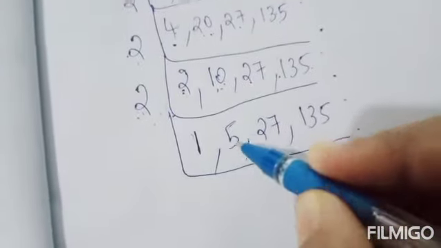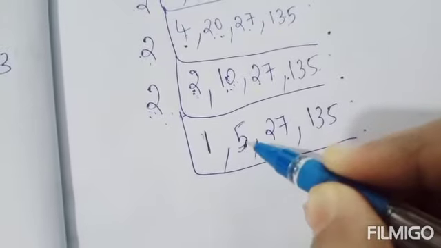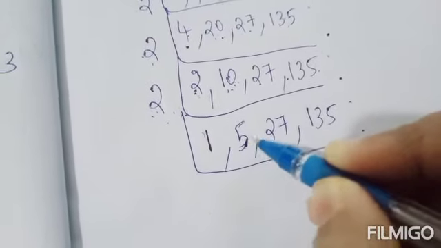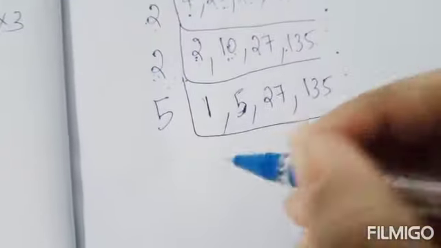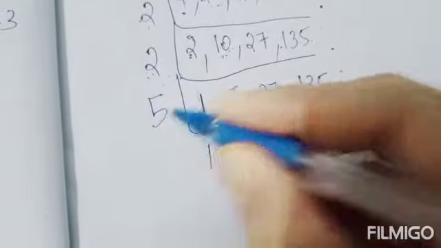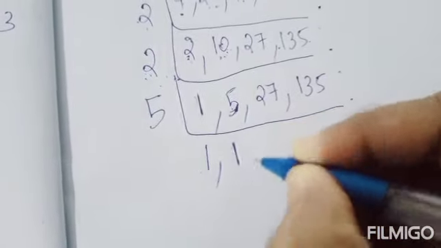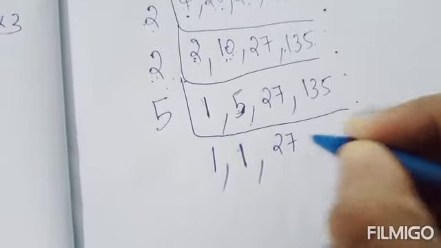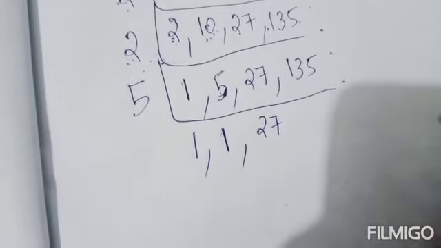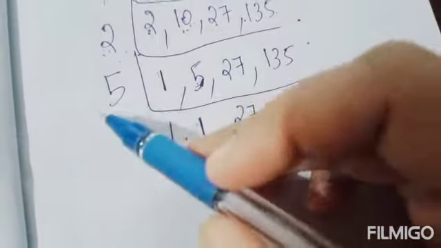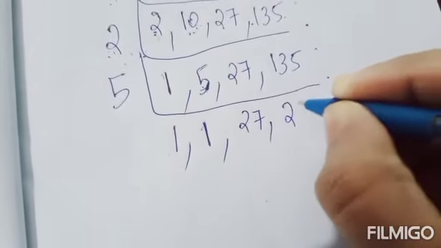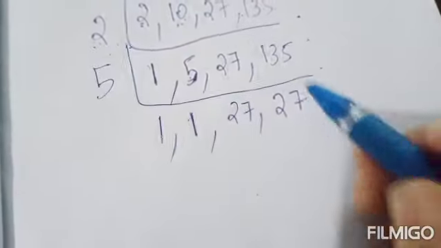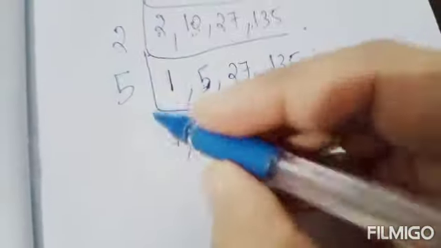Now 5. Here 5 is coming. In order to make this 5 into 1, we need to divide by 5. 5 divided by 5 is 1. Now 27 you can write down as it is, because 27 is not divisible by 5. Next, 135 divided by 5, you will get 27.